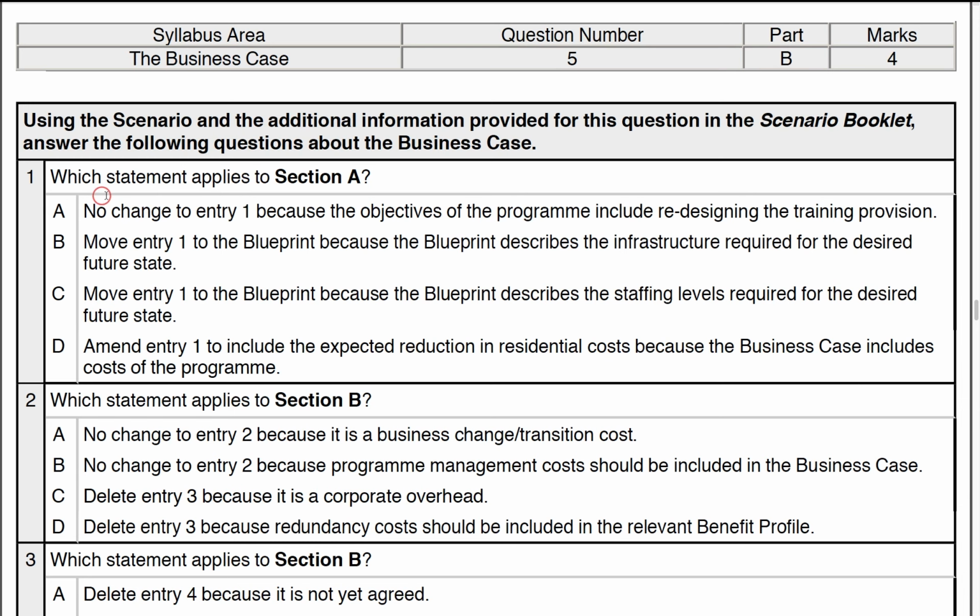So let's have a look at the statements here. Well, first of all, no change will be decided there was something wrong with it, so that's not an answer. We can't amend it because it's already true, unless it means adding something to it, which it does say: to include expected reduction in residential costs. But that's not the answer either. So the first thing, look at the next 2. Move the entry 1 to the blueprint because the blueprint describes the infrastructure required for the desired solution, which is true. Or move it because the blueprint describes the staffing levels required. Well, that's not what the question's about in this particular case. This one is looking at the infrastructure required. So the answer there is B.